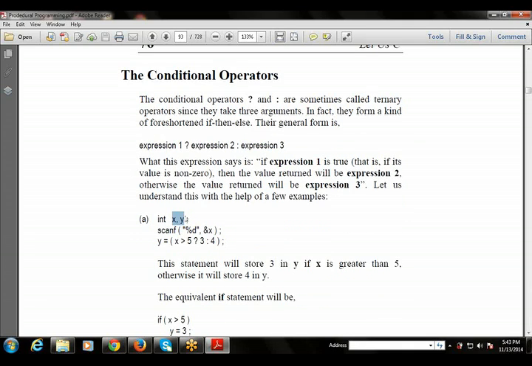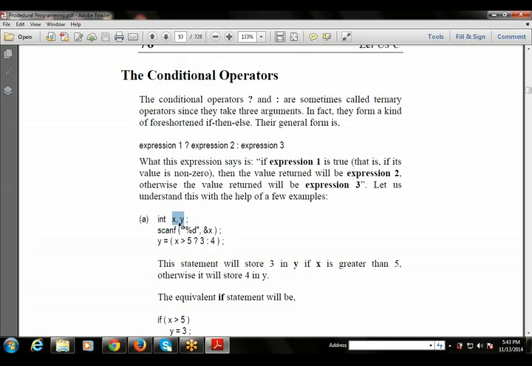There are two variables declared of int type, that is int x, y. Scan the value, that is, store the value in memory, at ampersand x. Then y is another variable that stores the output of the conditional operator, which is given by the question mark and the colon. So this stores the value when x is greater than 5.